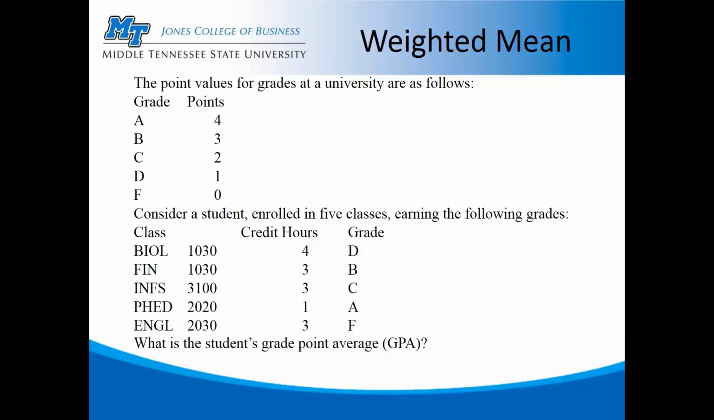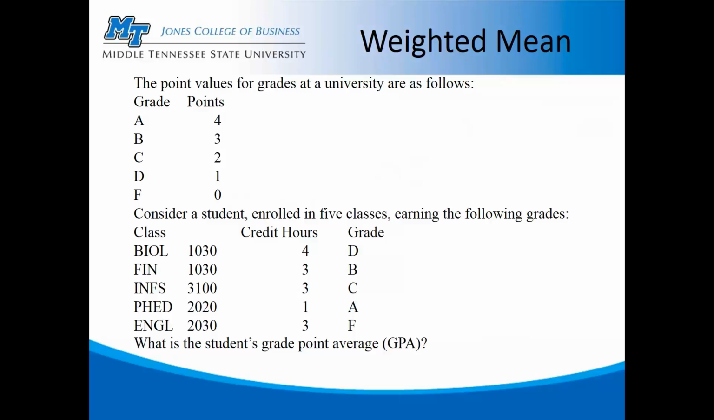A student took a biology class and made a D in it. Finance class made a B in it. Systems class made a C in it. Took a golf course and aced it, and failed the English class. So based on this information, what's the student's grade point average?